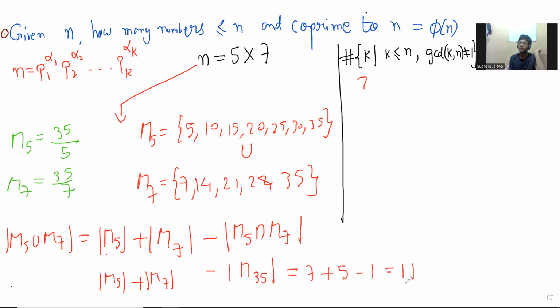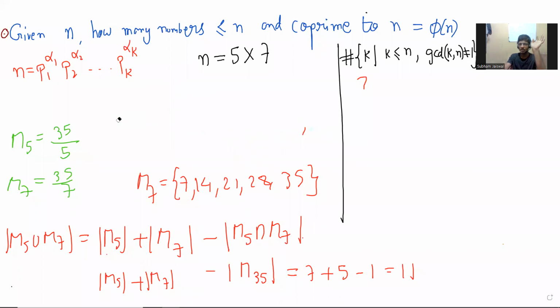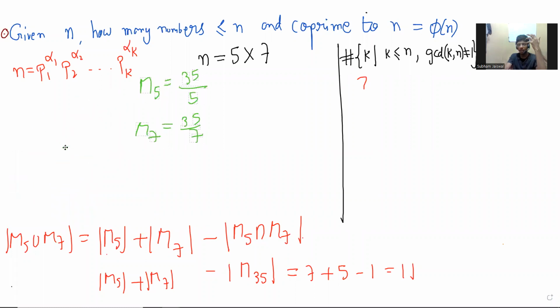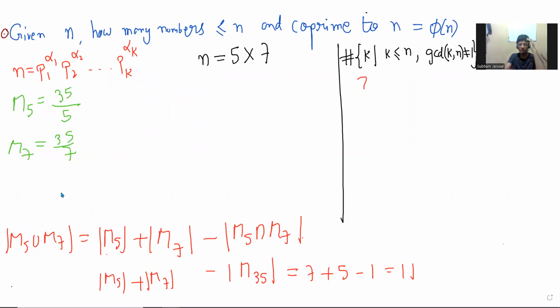So that's 11. We never needed at any point to write out this set. It was not needed. Even the intersection has a nice meaning in a similar way.